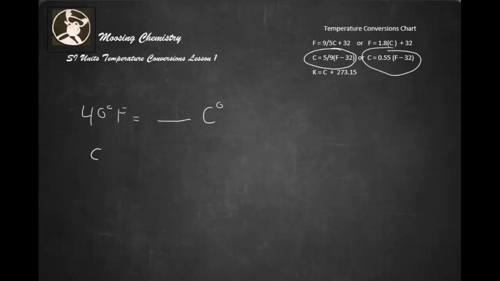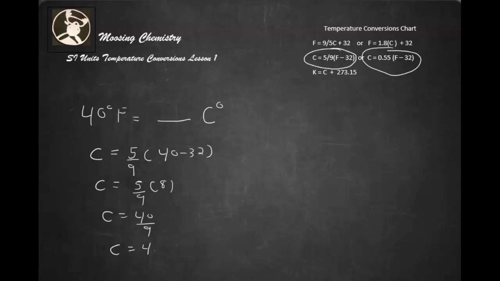So let's do the first one. C equals 5 over 9, and since F is 40, we'll go 40 minus 32. So C equals 5 over 9 times 8, right? C equals 40 divided by 9. C equals 4.4 Celsius. Let's try it the other way.